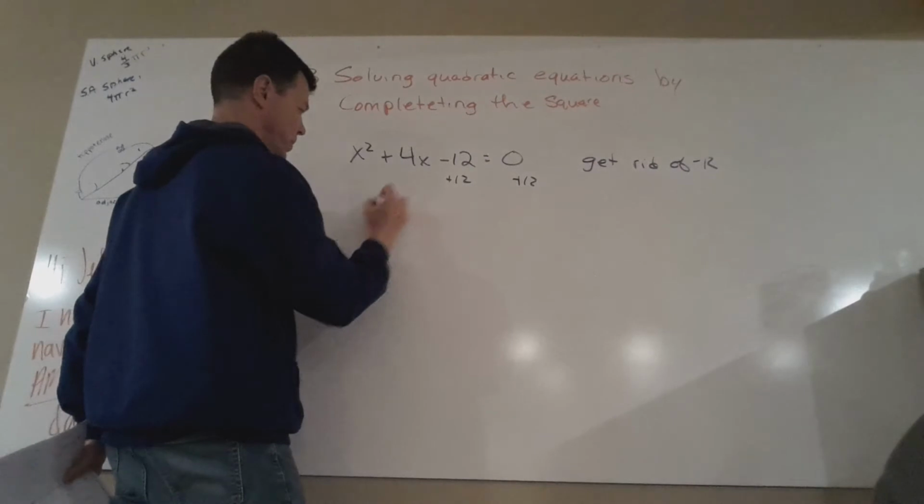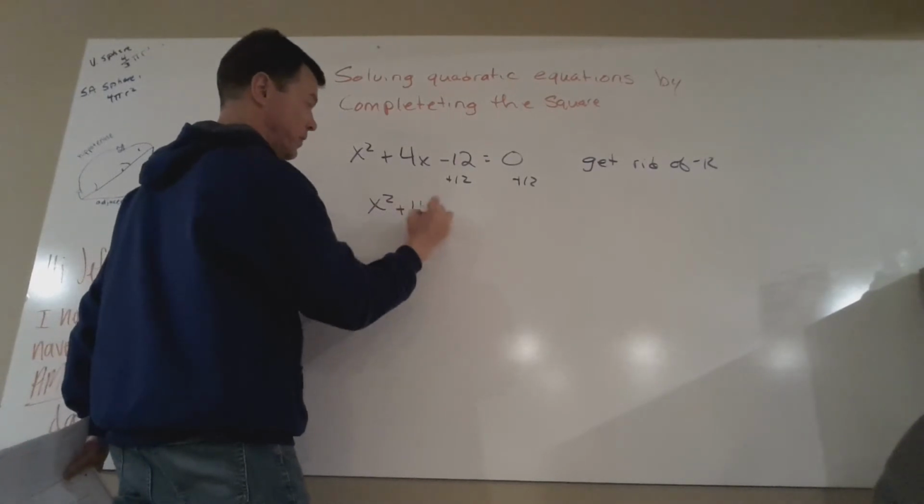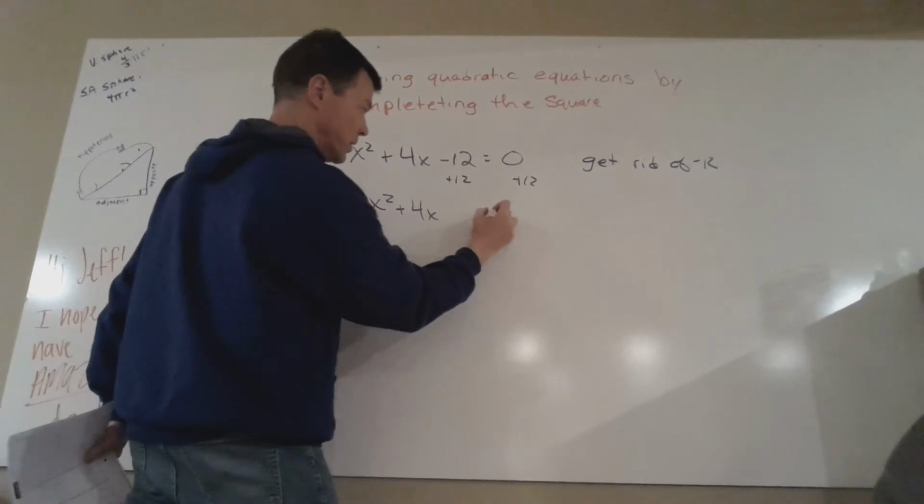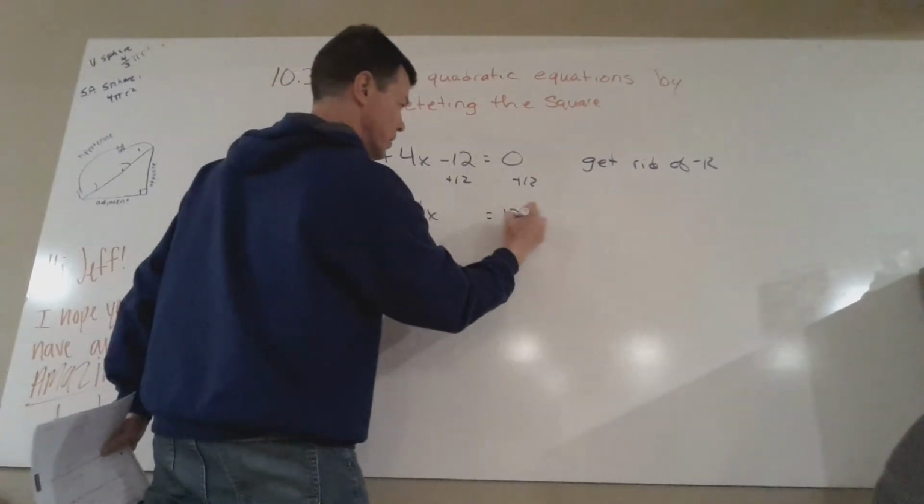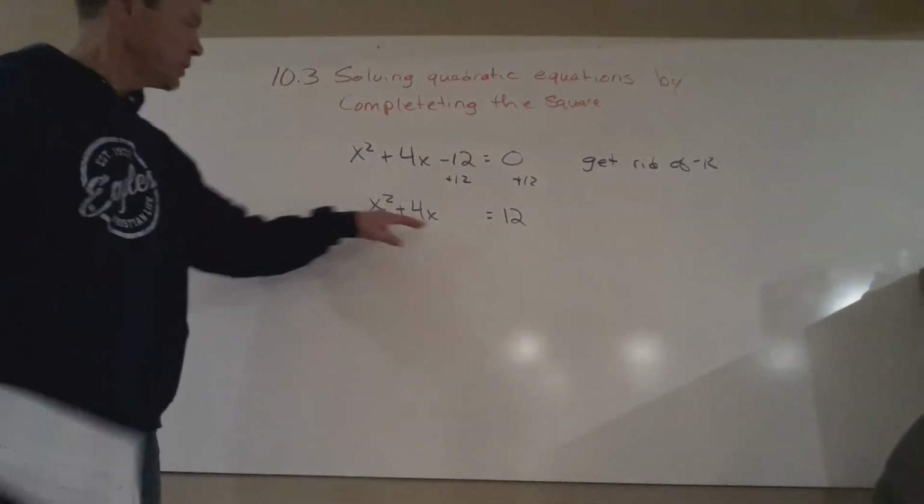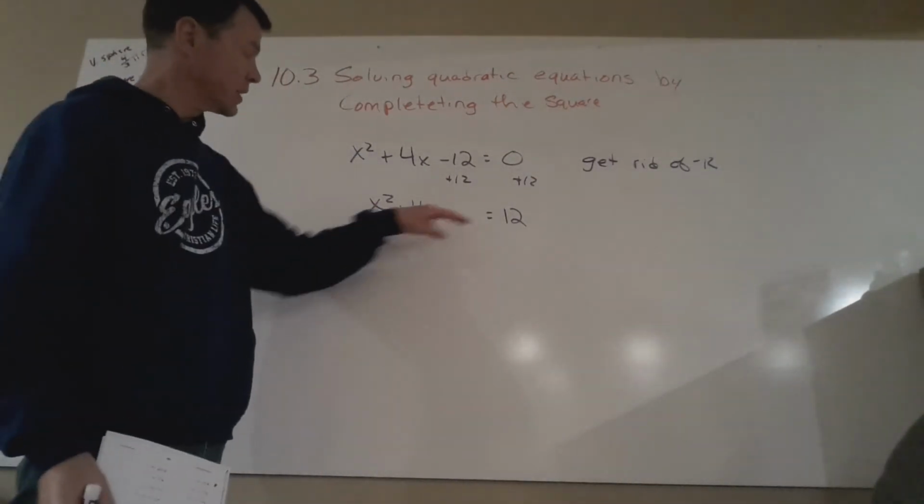So we are set up with x squared plus 4x. We got rid of the 12. I'm going to leave a space. Equals positive 12. 0 plus 12 is 12. So we just rewrote this equation as x squared plus 4x equals 12.